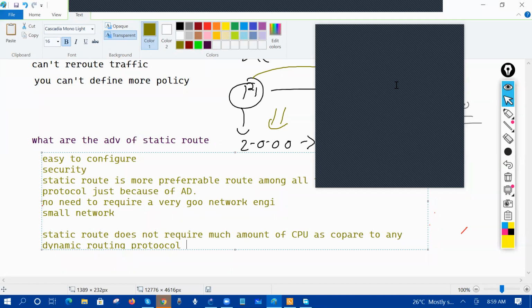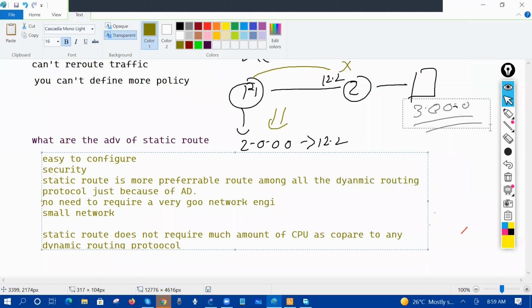On the server side, if you're going to define the static route and the server changes its IP address, for example Facebook or Google.com, are you able to send the traffic again and again? No, you can't do that. You have to keep tracking the static route.